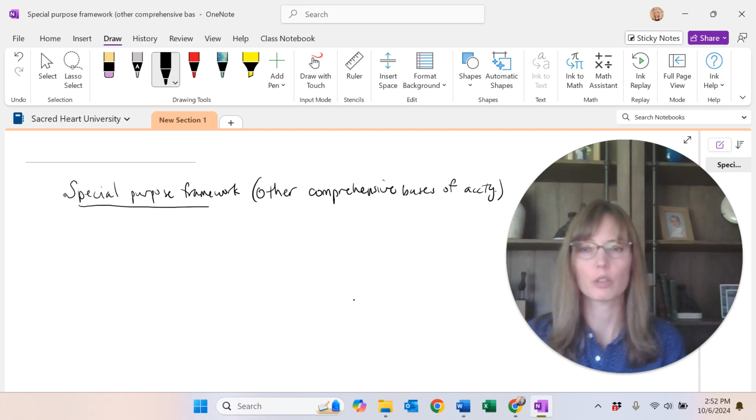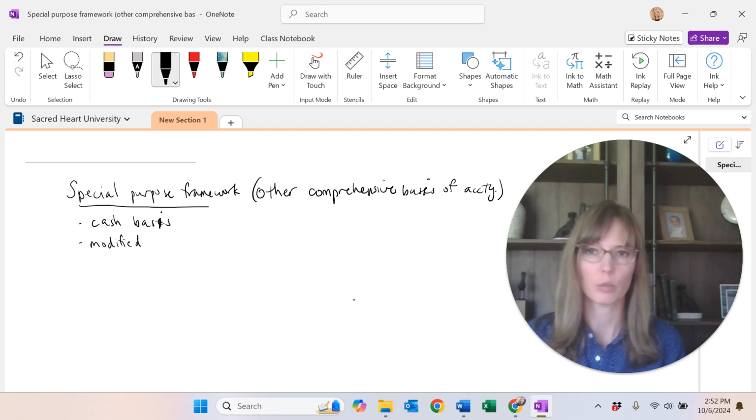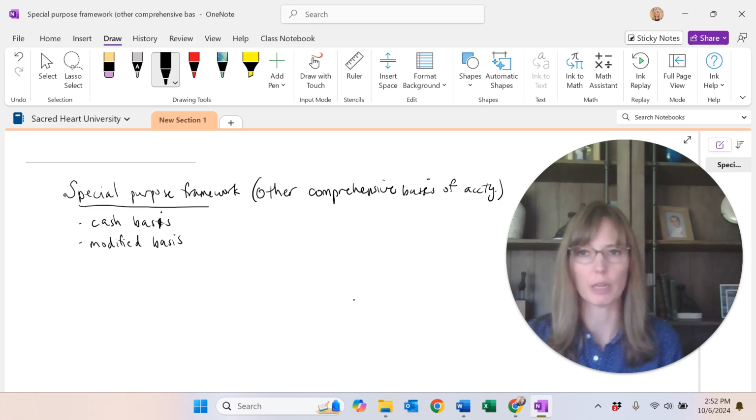The most frequently used special purpose framework is probably the cash basis, and this is the one that we're going to focus on in this video. There's also something called the modified cash basis, where we don't just look at cash inflows and outflows, but we also add some accruals, typically plant, property, equipment, and depreciation expense, perhaps inventory and cost of goods sold. And then there's the income tax basis.